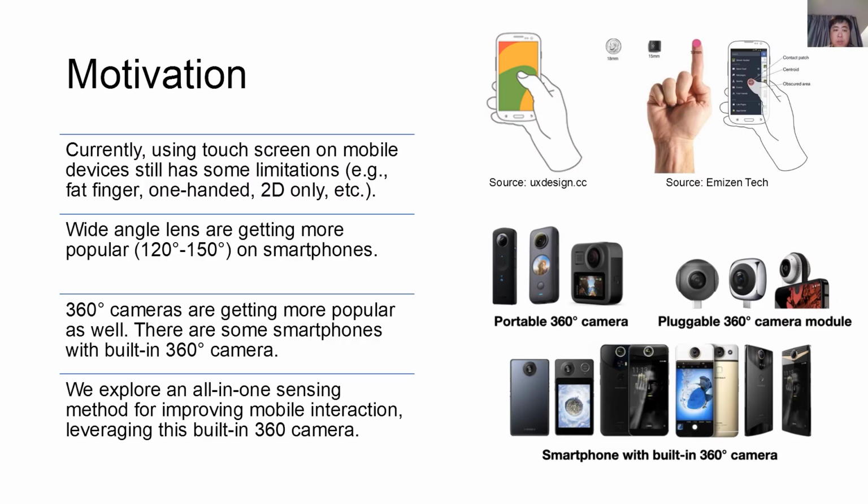Currently, using touchscreen on mobile devices still has some limitations, such as the fat finger problem, one-handed problem, and 2D only. On the other hand, wide-angle lenses are getting more and more popular nowadays on smartphones. Furthermore, 360 degrees cameras are getting more and more popular as well. In fact, there are some smartphones with built-in 360 camera as shown here. In this paper, we explore an all-in-one sensing method for improving mobile interaction by leveraging this built-in 360 camera.